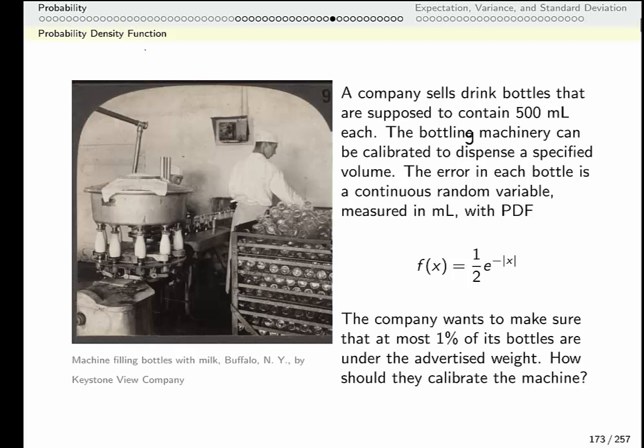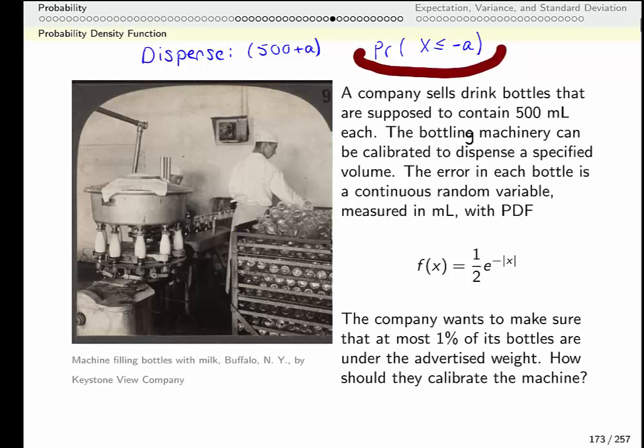So what we're going to do is we're not actually going to tell the machine to dispense exactly 500 milliliters. We're going to tell it to dispense a little bit more. 500 milliliters plus a little bit extra. So if we tell the machine to dispense 501 milliliters and it's a milliliter short, that's actually okay. But if it's 2 milliliters short, that's not okay. So the problem arises if I tell it to give an extra A and it is short by more than A. So this probability, the probability that my error is less than negative extra amount, this is the problem probability.